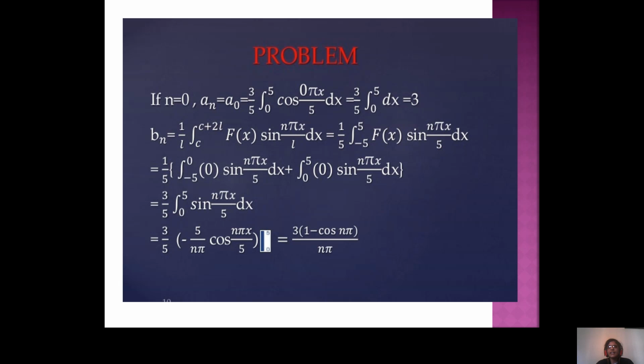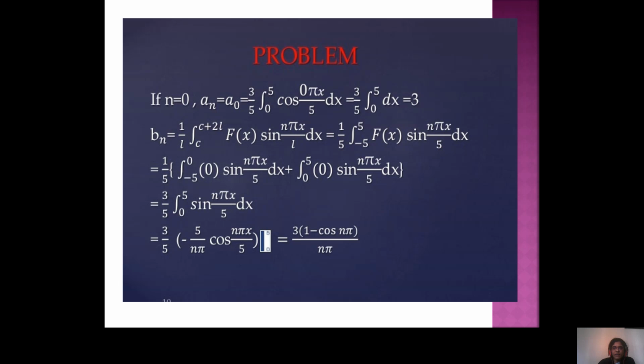So if n equal to 0, an is equal to a naught, that is equal to 3 by 5 integral of 0 to 5 cos 0 pi x by 5 dx. So we get here 3 by 5 integral 0 to 5 dx is equal to 3. Then what is the bn value?